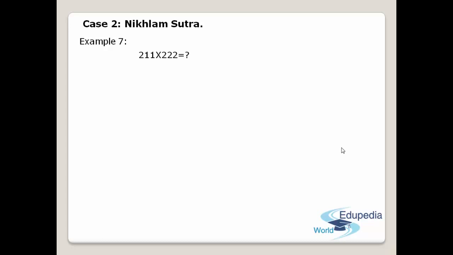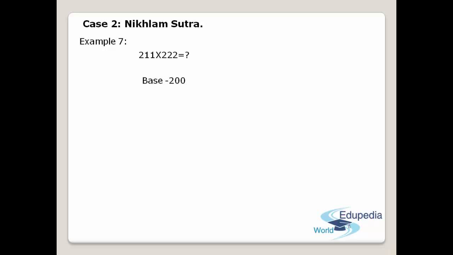Whenever you are multiplying any two numbers, the only thing that you have to keep in your mind is the case that you are going to follow for multiplying these two numbers. Here I am following case number 2 Nikhlam Sutra. Therefore, the base that I am going to take for these two numbers should always be less than these numbers. So here the base becomes 200, because the base 200 is less than 211 and also 222.